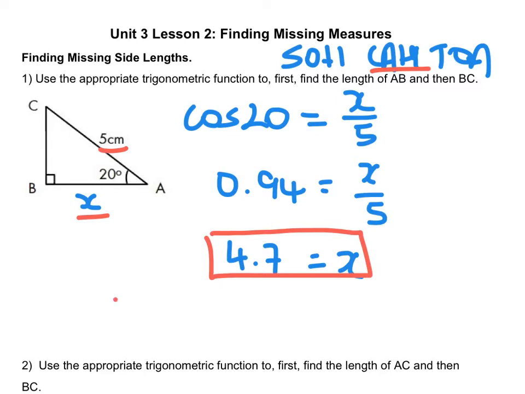4.7 is x. Now, it asks us then to find the side BC. We can do the same type of thing. BC, we can call that y. And because BC is opposite to 20, we could do y over 5 equals sine 20. Or we can also use Pythagoras' theorem. Pythagoras' theorem will tell us that 4.7 squared plus y squared is equal to 5 squared. Okay, and we can work from there, and being able to use Pythagoras' theorem, which we should know, will give us the measure of the side y.